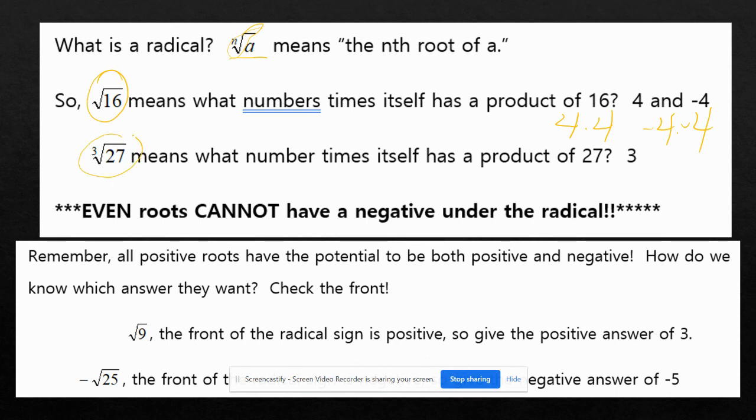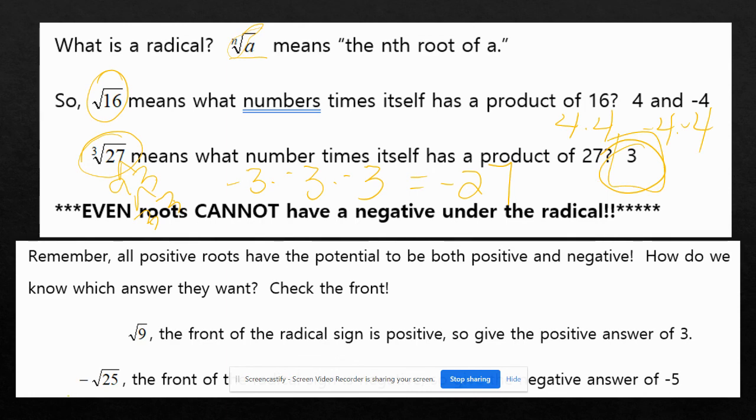What number times itself 3 times is 27? So we break that down. We have 9 times 3, 3 times 3. There's 1, 2, 3 threes, and so the answer would be 3. Now, I can't do negative 3 times negative 3 times negative 3 because 3 negatives end up to be a negative 27. So positive 3 is our only answer there.